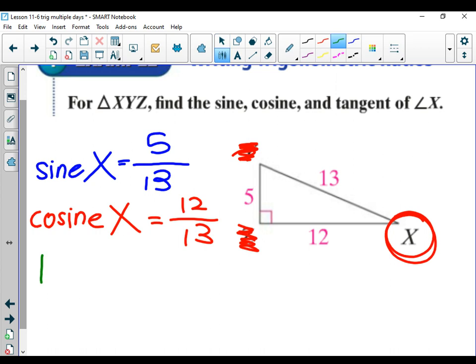Last one, tangent, focus on X. What's on top of tangent? Opposite, like Zach is on the opposite side of the room, way over there. 5. Can't be 13, that's the hypotenuse. 12. Adjacent, so close.